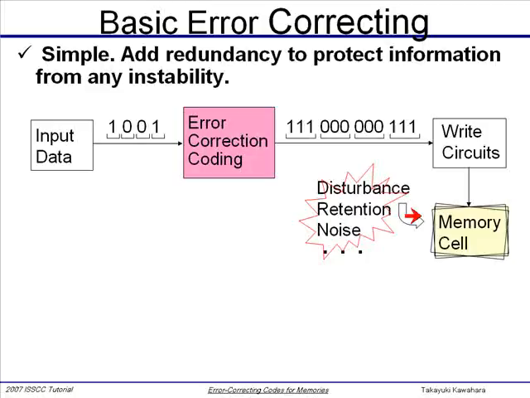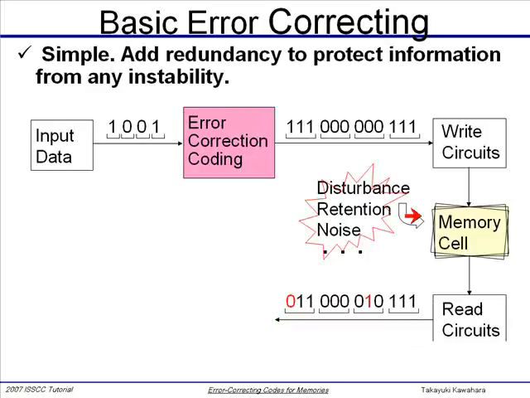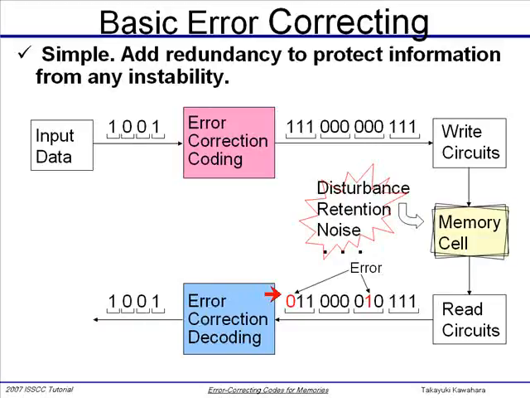Right after that, I read it out. Maybe the stored data is corrupted. This red one is the error. However, as with the majority judgment, in the error correction decoding we can get the correct data at the output. That is completely the same as the input data.